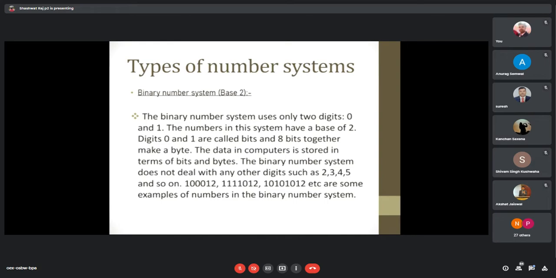The data in computers is stored in the terms of bits and bytes. The machine language is made of binary language only. The binary number system does not deal with any other digits such as 2, 3, 4, 5, and so on, which we are more commonly associated with. Some examples which we can see on the screen.